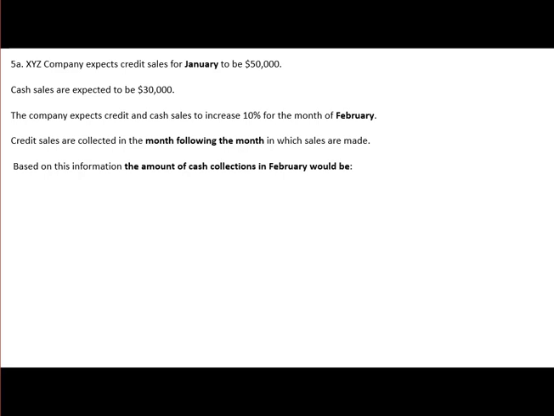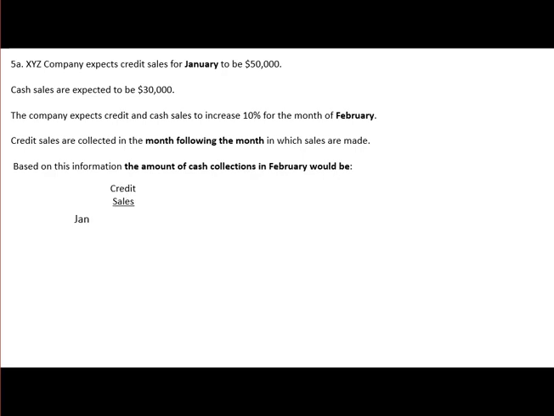Number 5. XYZ company expects credit sales for January to be 50,000. Cash sales are expected to be 30,000. The company expects credit and cash sales to increase 10% for the month of February. Credit sales are collected in the month following in which the sale was made, and based on this information, the amount of cash collections in February would be what?